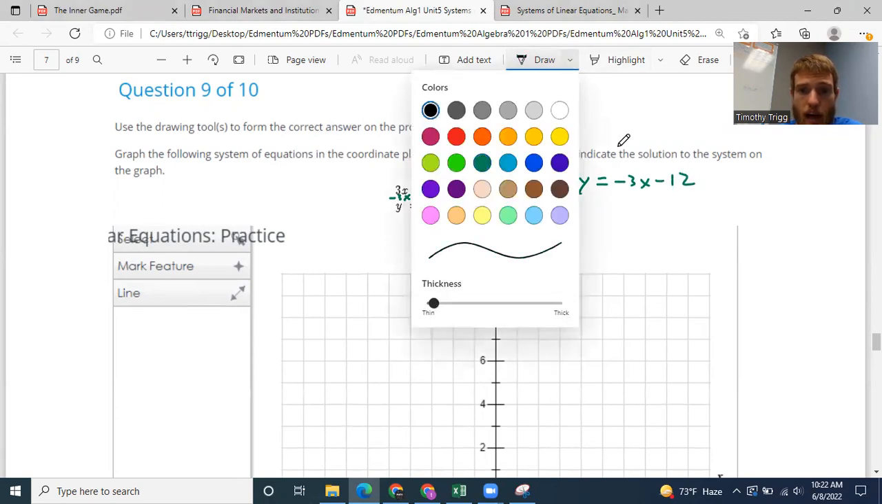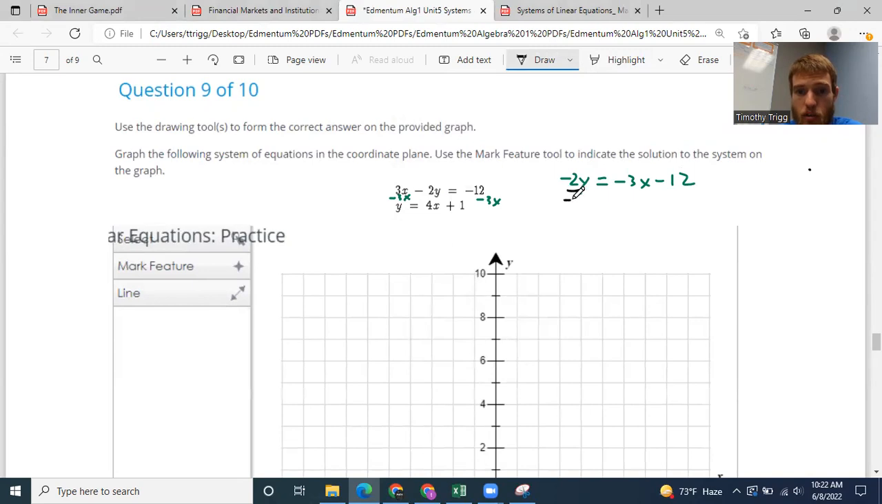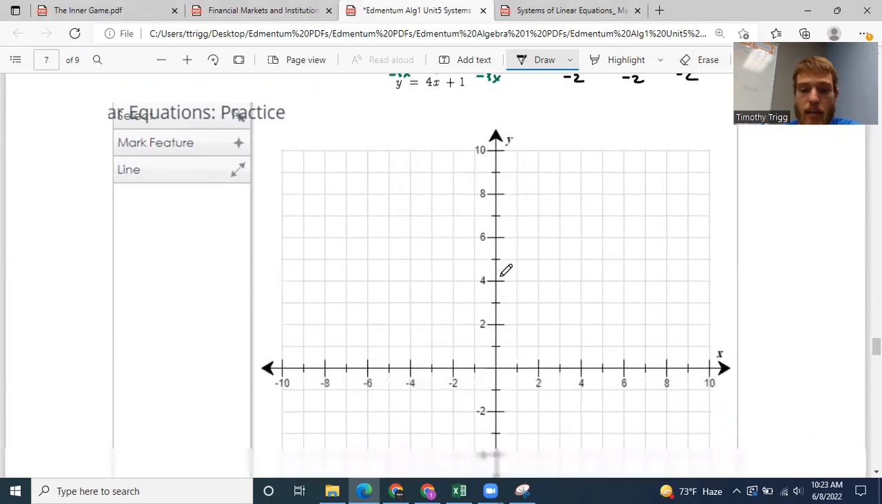Then go ahead and divide both sides of the equation by negative 2 to get y by itself, giving us that y is a negative over a negative makes positive. So we could just say positive 3 over 2 x. And then negative 12 over negative 2 is plus 6. From here, let's go ahead and graph it. So we know our y-intercept is negative 6.